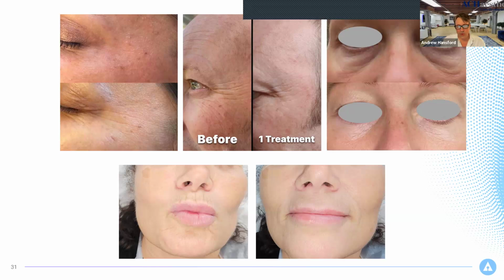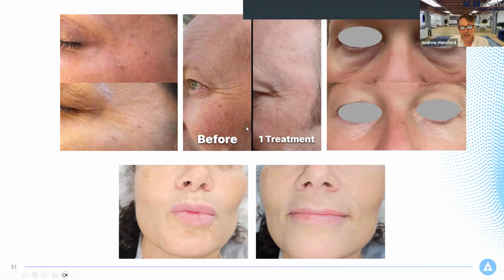Again, these are all, I'm happy to say, one treatment. So you can see with this lady here, chased the lines, each one individually, right along. That's after one. This gentleman here, the same thing. This is obviously a little bit more work.